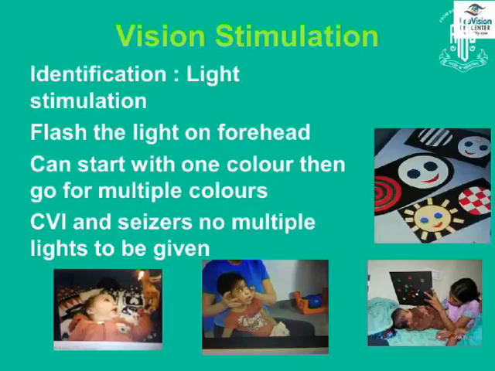So these are different techniques. This is again a card which is available. You can go with a single light, then go for multiple lights, where you show the light through colorful apertures. Start with red, yellow light, then shift to multiple lights. In this way, the child learns to look at the light.